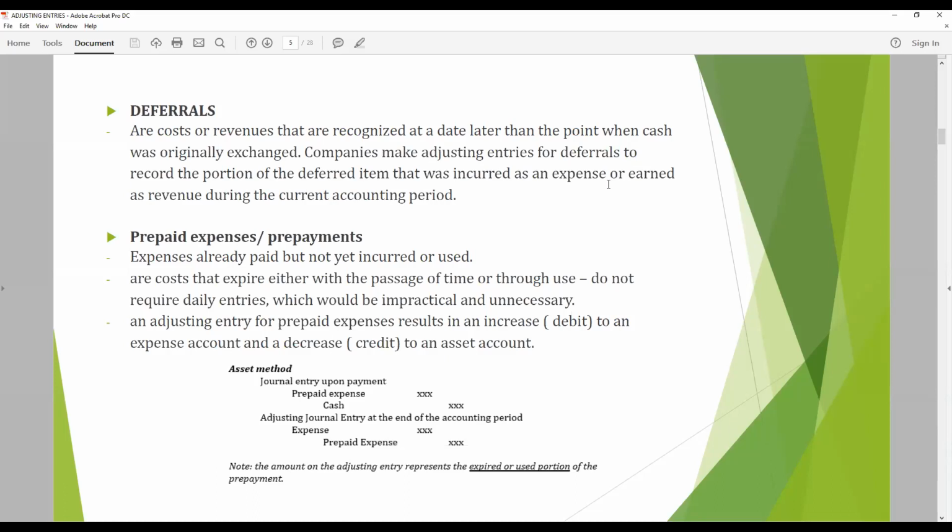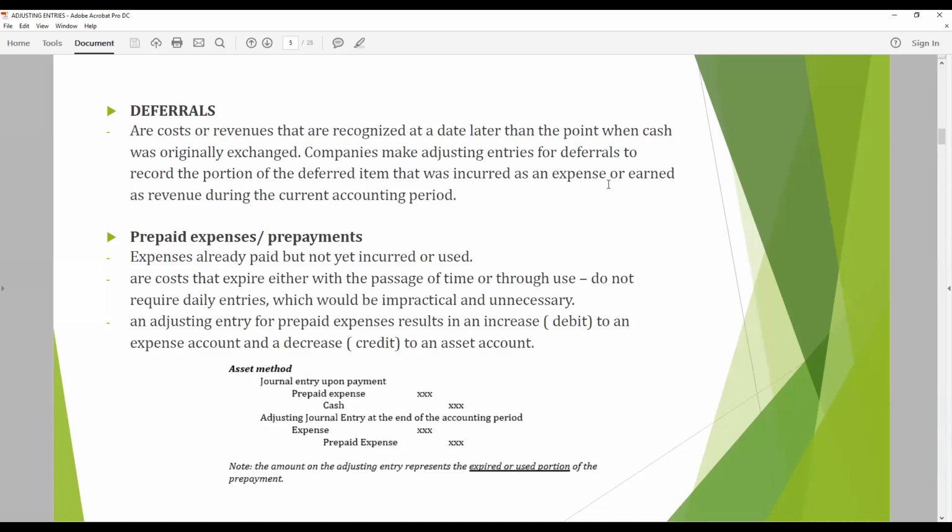You also have prepaid expense or prepayment. So expenses already paid but not yet incurred or used. So these are costs that expire either with the passage of time or through use, and do not require daily entries, which would be impractical and unnecessary. Okay, so an adjusting entry for prepaid expenses results in an increase or debit to an expense account and a decrease or credit to an asset account.